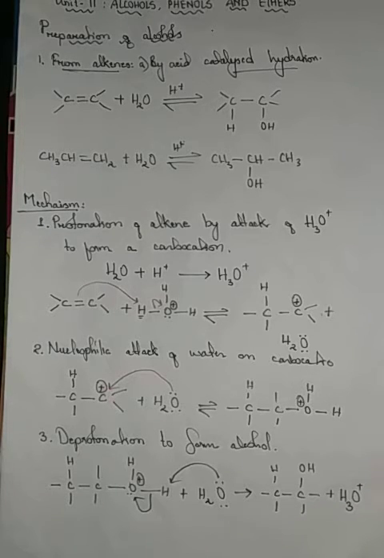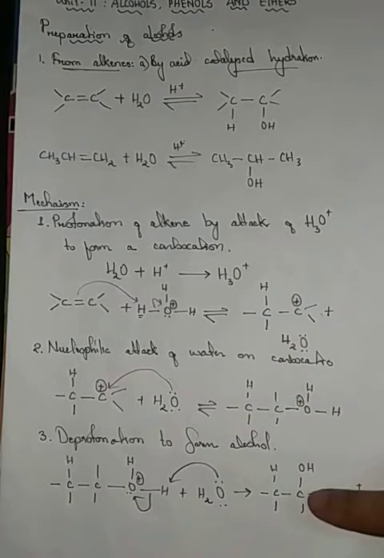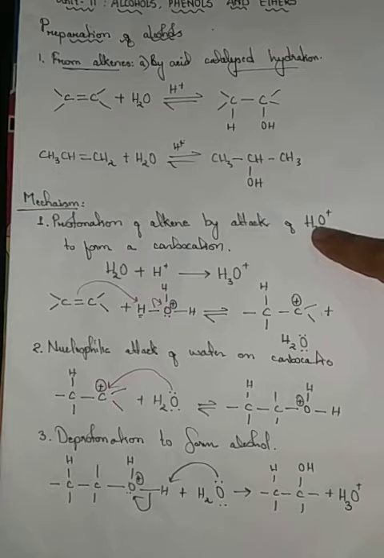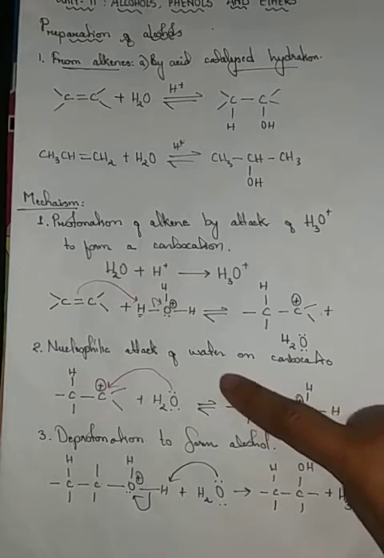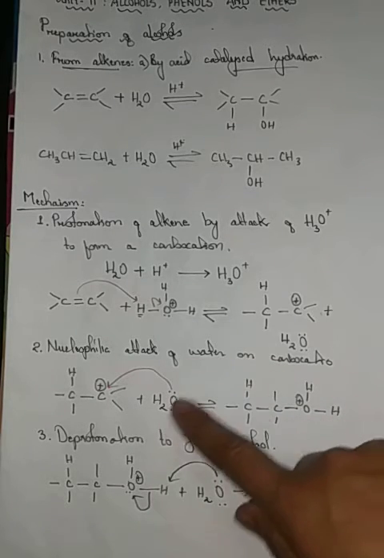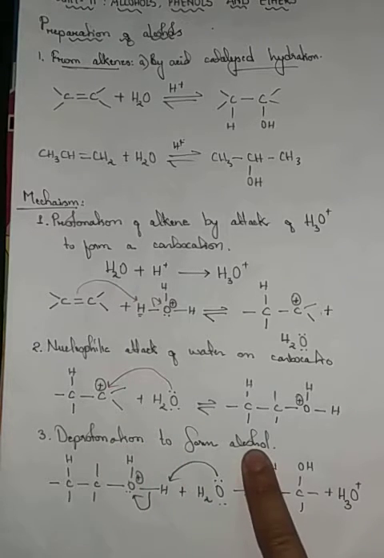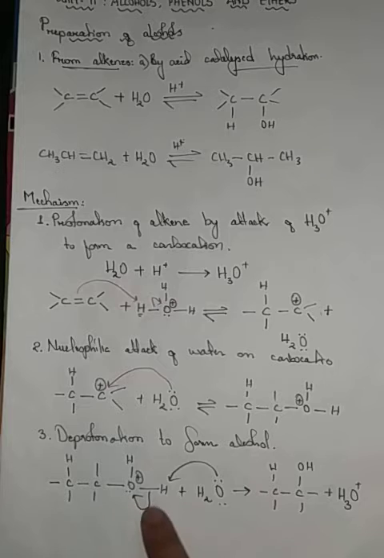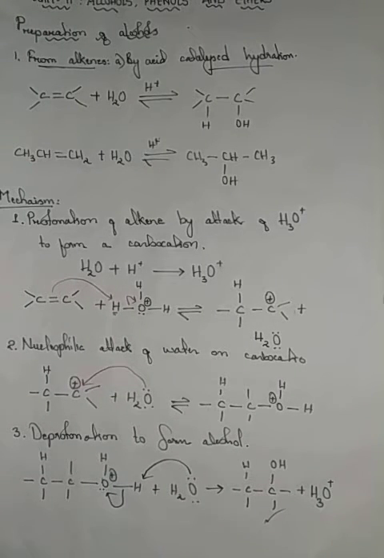Therefore, this is the preparation of alcohols from alkenes when it is an acid catalyzed hydration reaction, and it takes place in 3 steps. The first step is protonation of alkene by the attack of H3O+ to form a carbocation. Now the carbocation is attacked by water molecule to give us this, and then in the last step there will be deprotonation to form alcohol, means removal of a proton from this molecule. Therefore, this proton is removed, the bonding electron shifts here, and then we will be getting here our product.